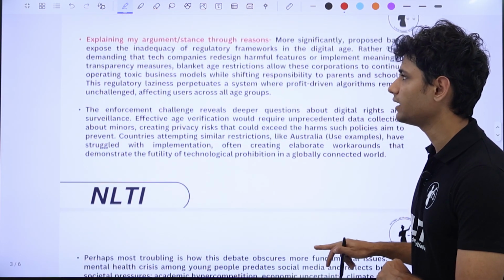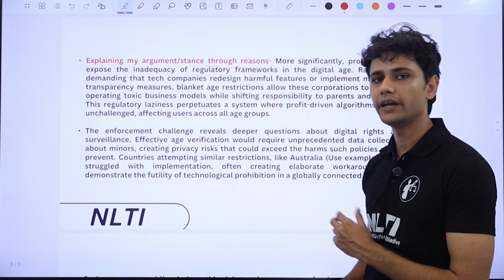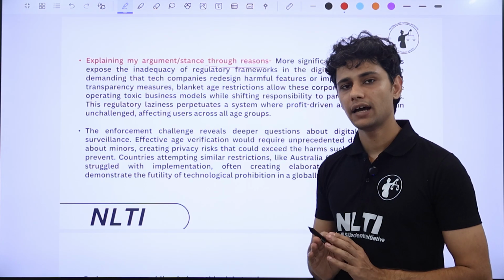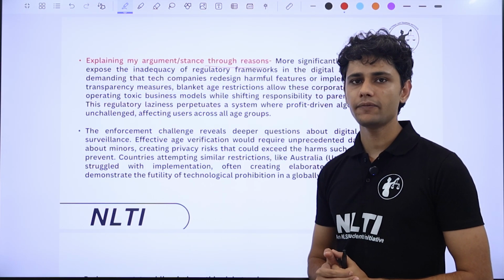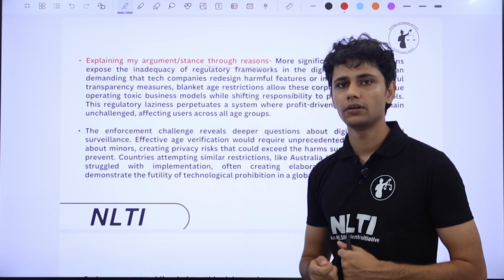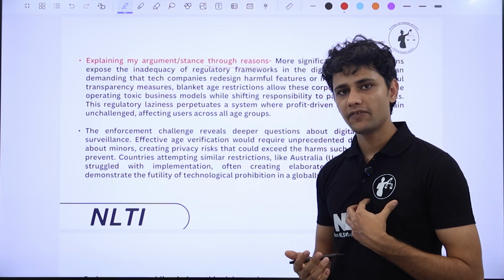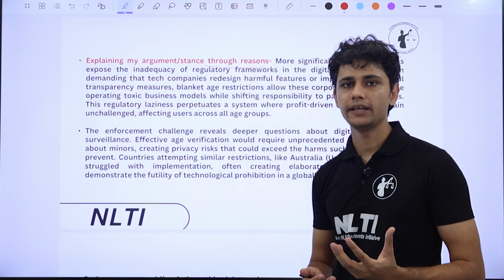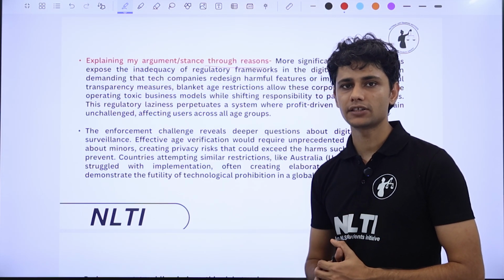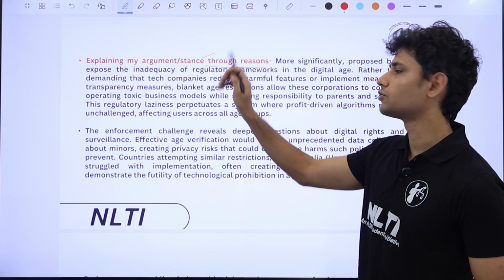The next thing we are going to discuss is explaining your argument through reasons. From here on, the body of your essay starts. I have put forth my reasons, now I need to start explaining them. And at that step, we start asking ourselves questions like what, how, and why. Now I have made a claim. My claim is age is not the reason why social media content is harmful, but it's actually the algorithm which makes it harmful. So then I need to explain my arguments through reasons.